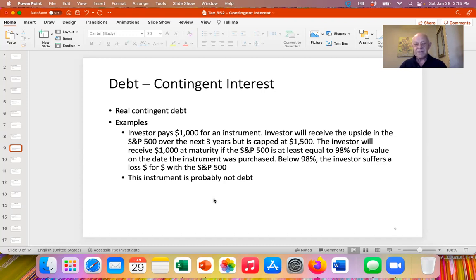However, if the S&P is below 98%, to the extent it's below 98%, the investor suffers a loss dollar for dollar. Well, if the S&P were to lose half its value, the investor would lose 48% of what they gave, and they'd only be able to get back $520. There's a reasonable likelihood that they may not get back substantially all of their money, because if the S&P goes down 10%, which isn't so far-fetched, they're only going to get back 92%.